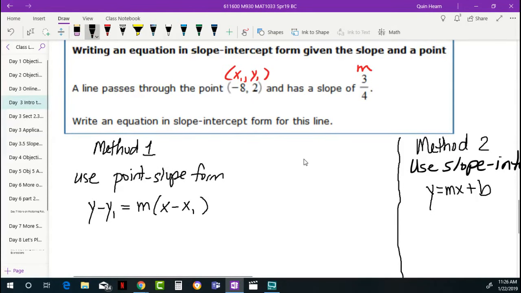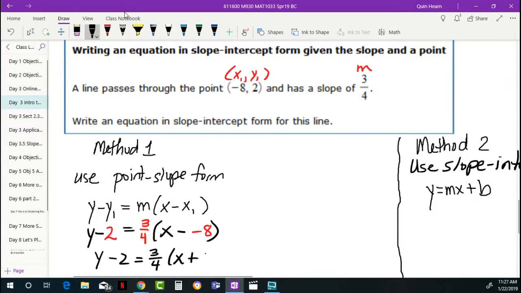So to use the point slope form of the line, we're just going to plug into y minus y1 equals m times x minus x1. So that's going to be y minus, now y1 is actually 2, and that equals m, which is 3/4, times x minus x1, which is negative 8. Okay, so that means y minus 2 equals 3/4 times x plus 8, because minus a minus is a plus.